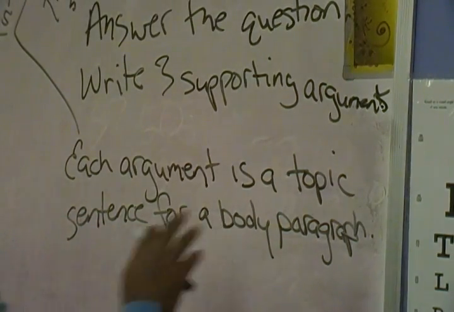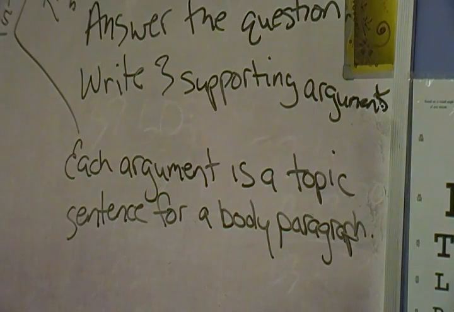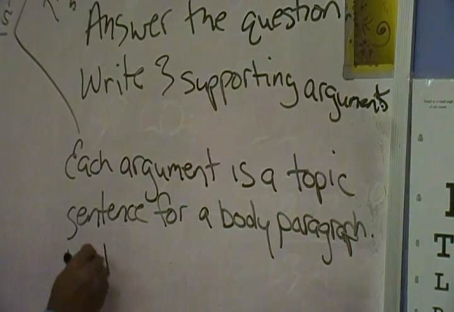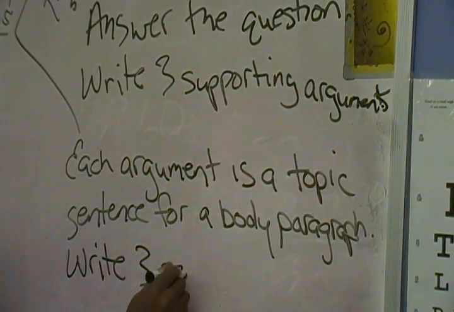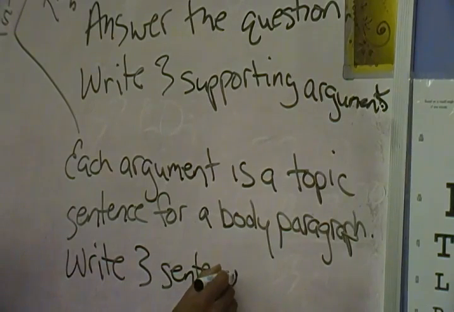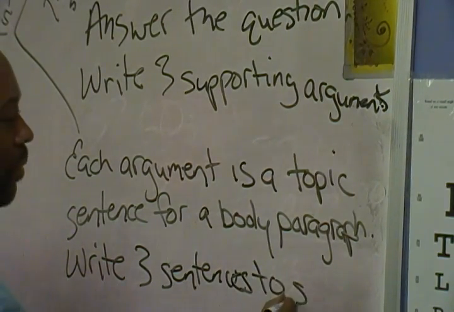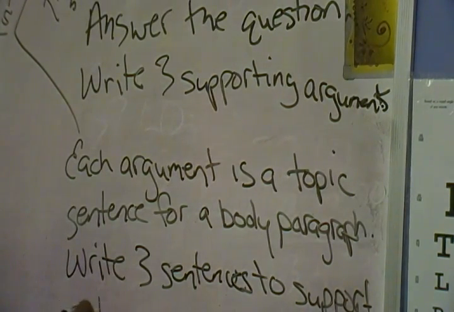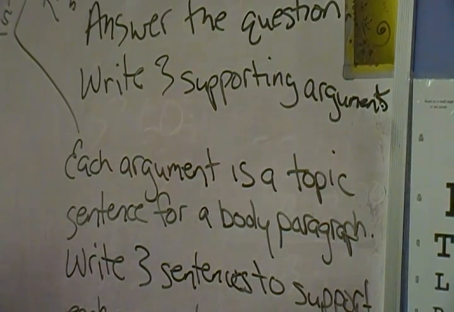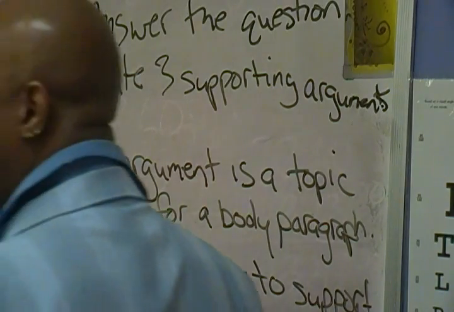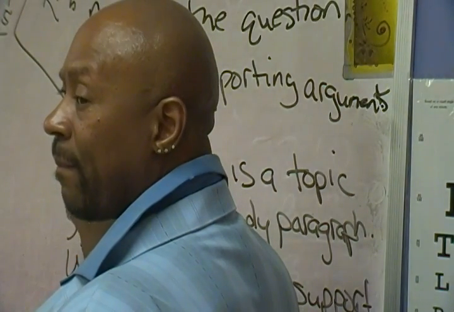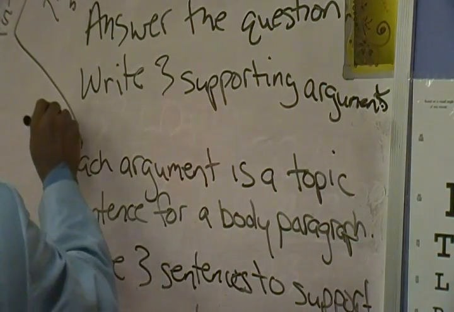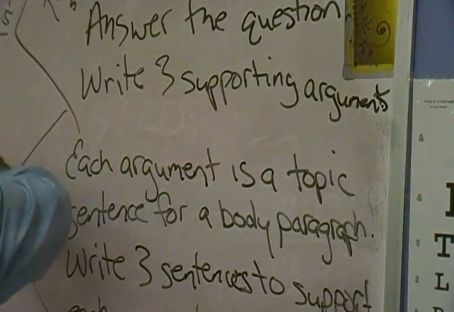All right, so here we go. Each argument is a topic sentence for a body paragraph. All right, then you write 3 sentences to support each argument. All right? So that, ladies and gentlemen, once you get to this part, what is this done? What have I done? The body. The body, thank you. So we got the introduction, we got the body.